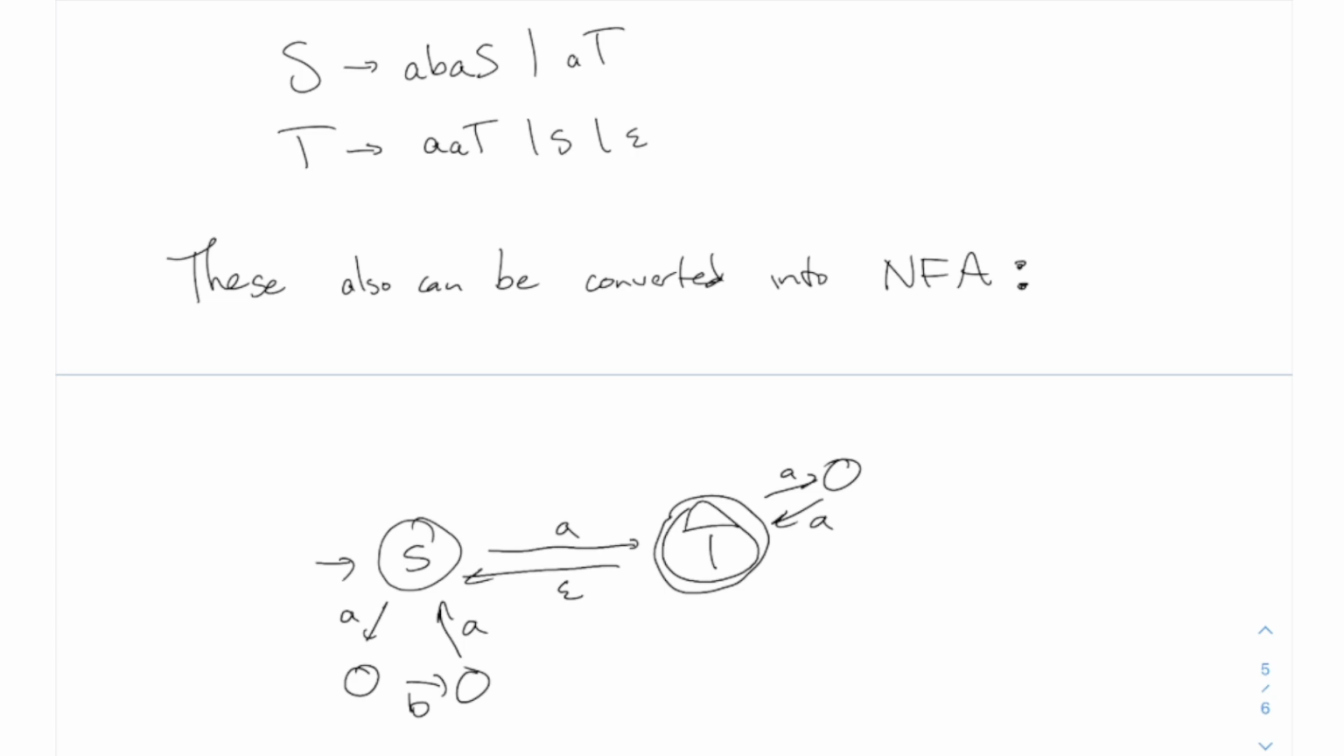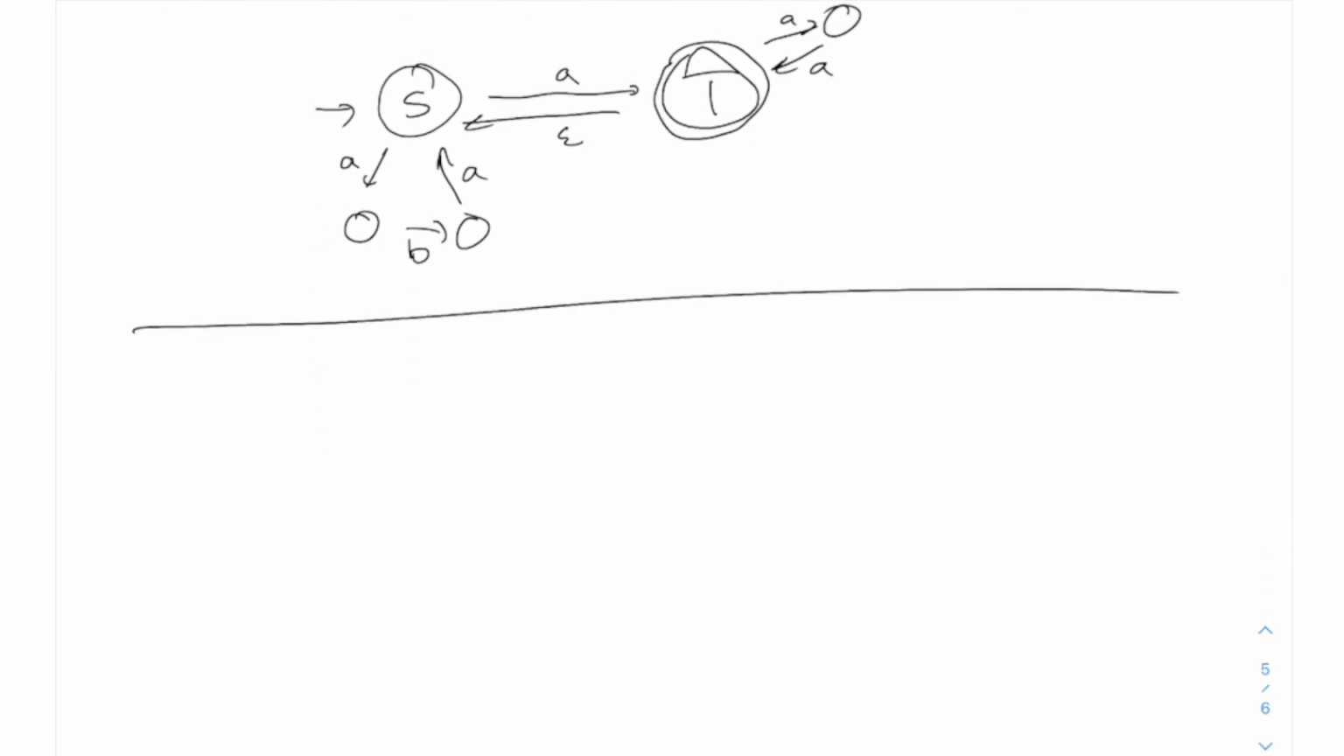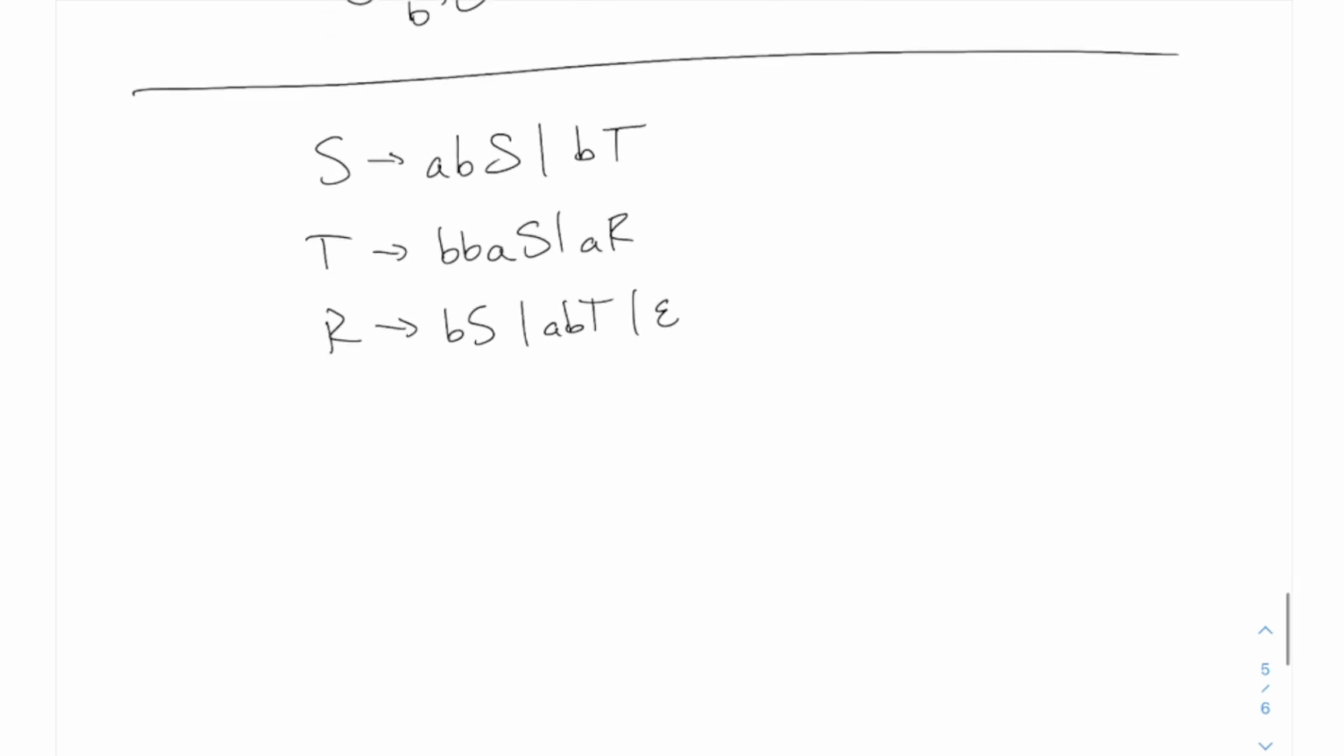All right, I would say these are fairly easy constructions. You just have to remember how to do it. I got one for you to try, if you will. I give you a grammar, you create an NFA that corresponds to this grammar. S goes to ABS or BT. T goes to BBAS or AR. R goes to BS or ABT or epsilon. How about that? Make an NFA whose language is the same as this grammar.